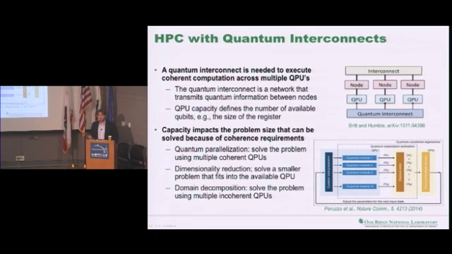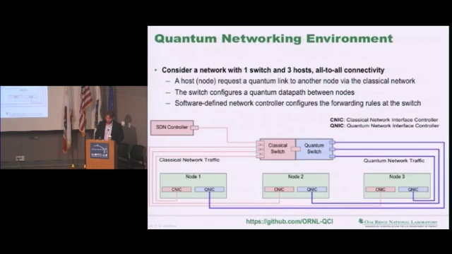But if you wanted to move to something that required a register size that wasn't available on an individual QPU, if you moved to something where you had to decompose your problem up across individual QPUs, then not having an interconnect available would actually be a very big issue. So we're looking at that. We're looking at trying to understand how the quantum interconnect itself should work. And to that end, we've developed a quantum networking environment, something based on the idea of an interconnect, or really a switch that allows nodes to talk to each other.